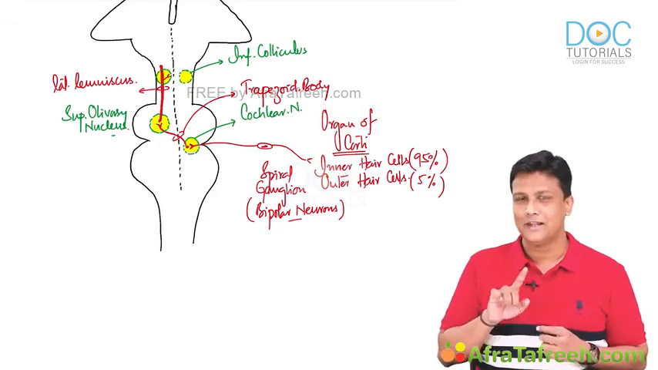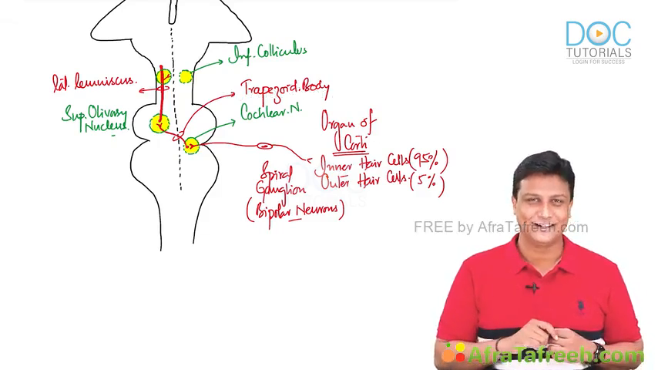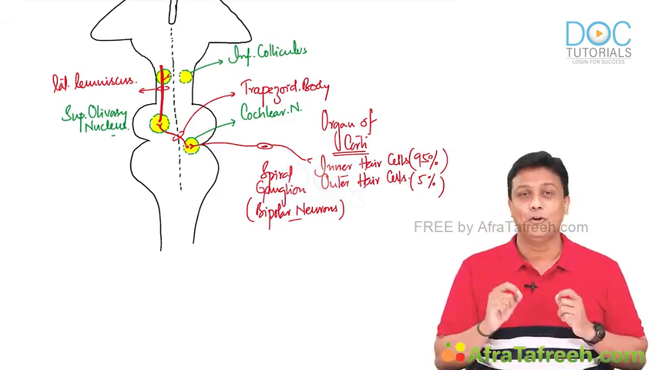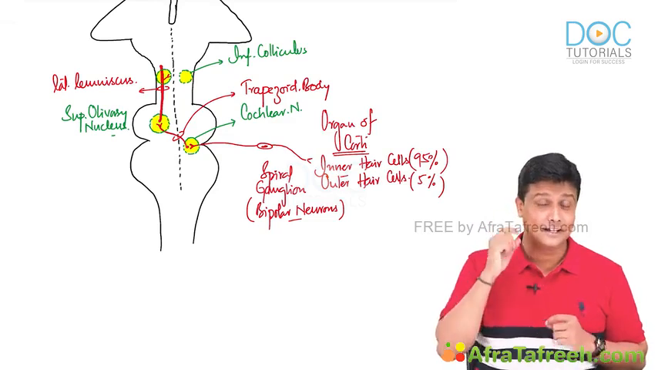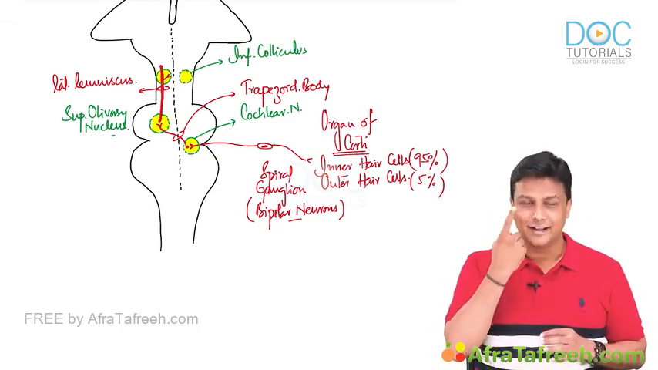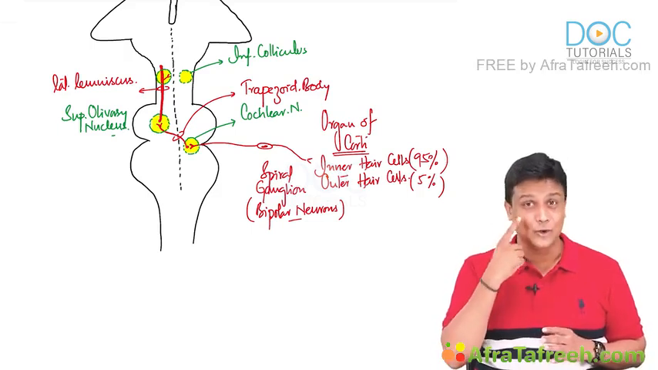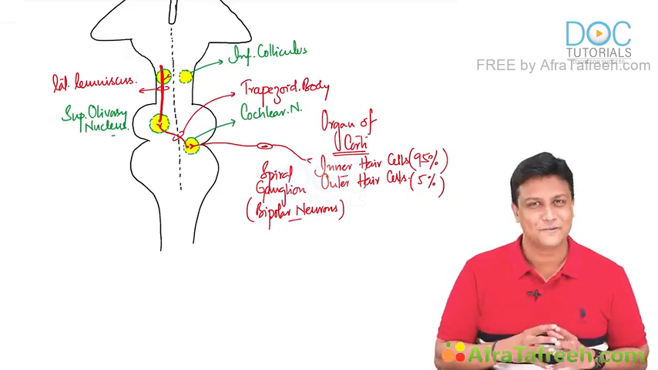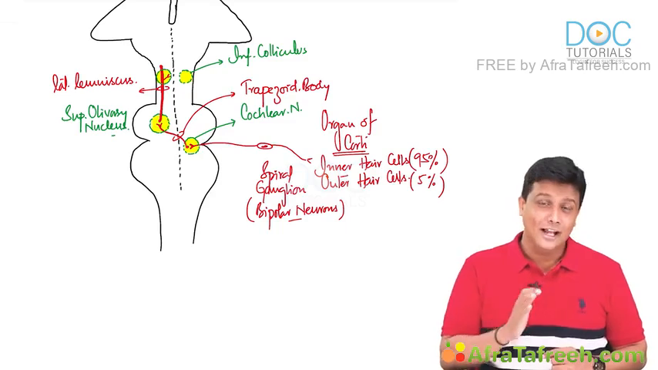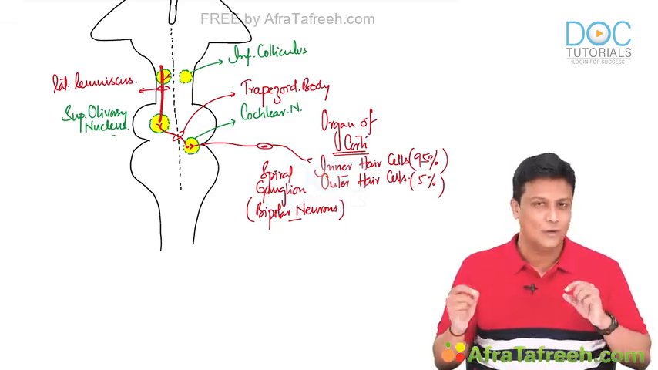Easy to remember. M for music, M for medial geniculate body, auditory pathway. It is taking a part in auditory pathway. L for light, and L for lateral geniculate body, and that is playing a role in your optic pathway or the visual pathway. Is it okay? It's so simple to remember. M for music, medial geniculate body. L for light, lateral geniculate body. Got an idea clear?